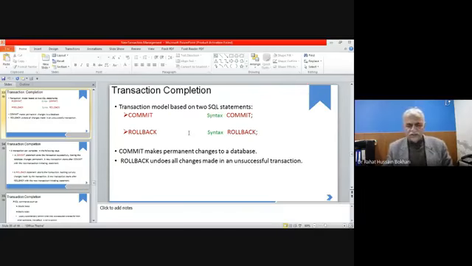So it will reach the previous state of the database. In that manner, you may prevent the inconsistency that may arise there. So the commit statement makes permanent changes to the database. The rollback undoes all changes made in an unsuccessful transaction.